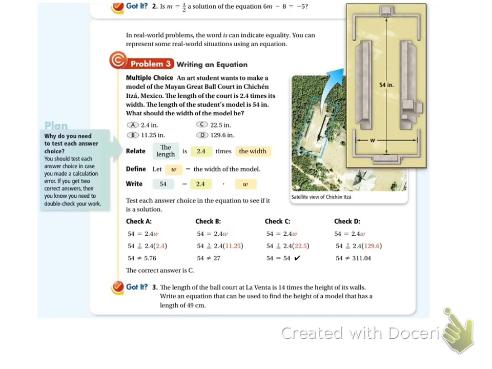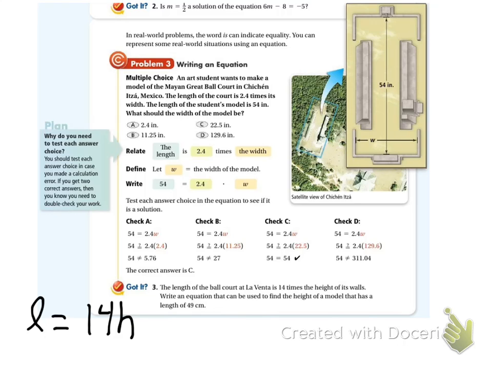Alrighty, why don't we just jump down to this bottom Got It question. The length of a ball court at La Venta is 14 times the height of its walls. Write an equation that can be used to find the height of a model that has a length of 49 centimeters. So the length of the ball court equals 14 times the height. So 14h.